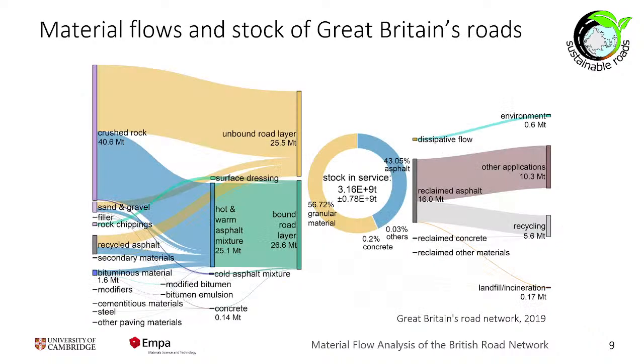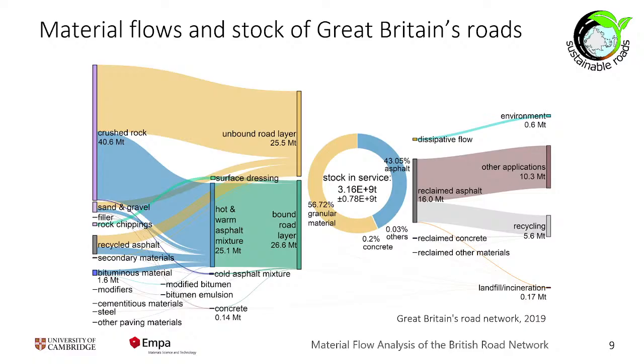So let's focus on one picture in one year, in 2019. Let's focus first on how big the stock is. We can see granular materials dominate our stock at the moment with roughly 56%, followed by asphalt, which is natural, seeing that the road network mainly consists of asphalt roads.